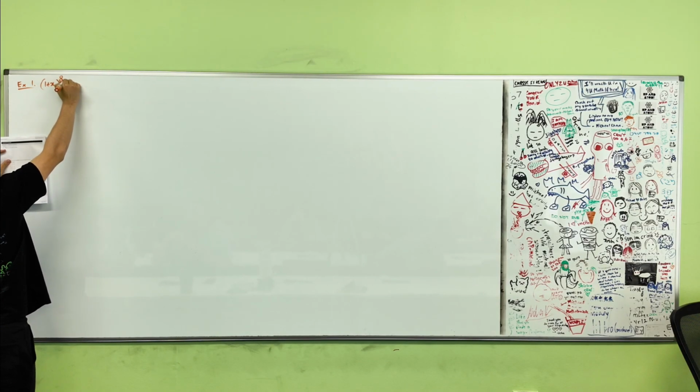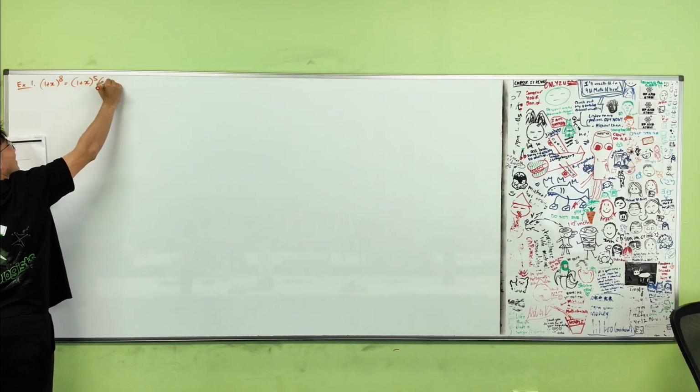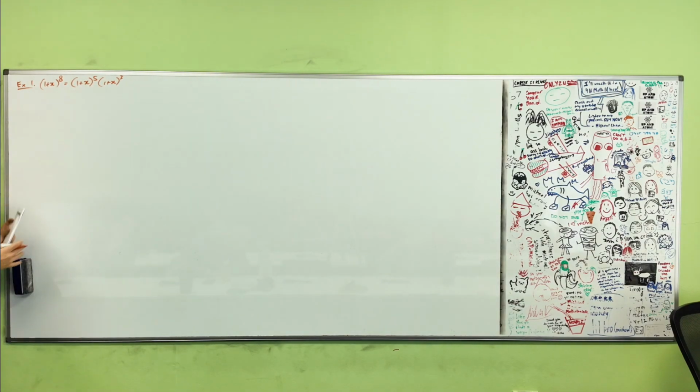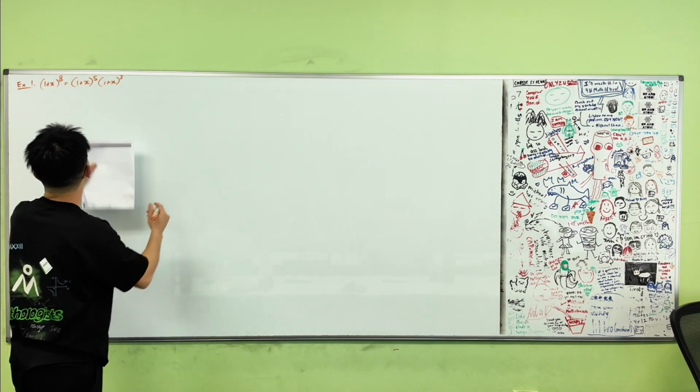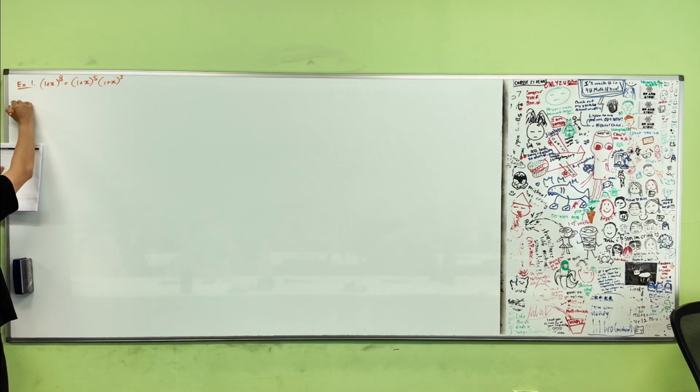Actually, while I write these, you tell me, what do you remember from yesterday? What's a binomial? What do we call it that? 5 sets of 2. Binomials, like 2 numbers. Awesome.